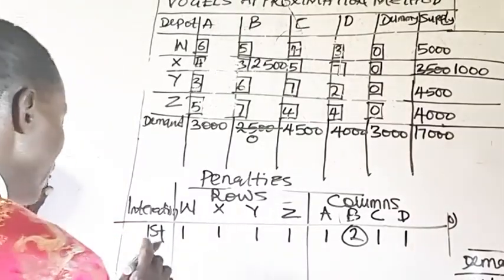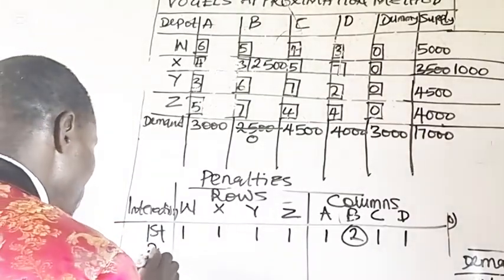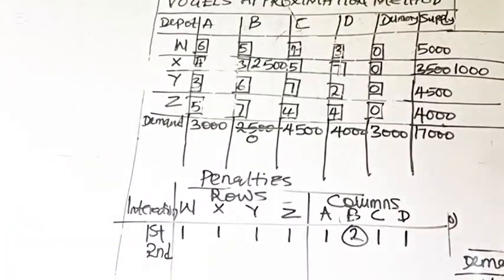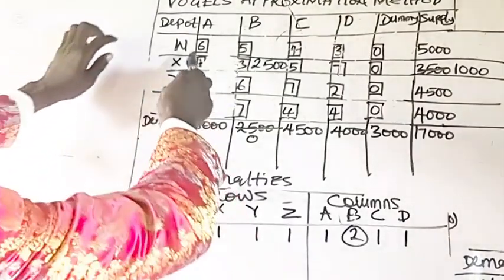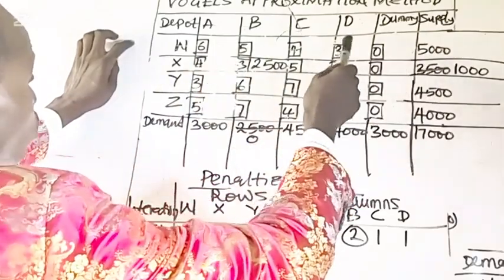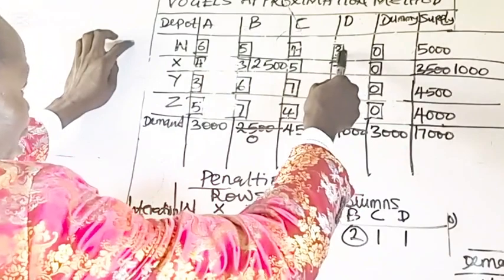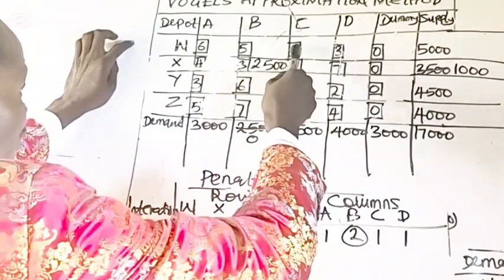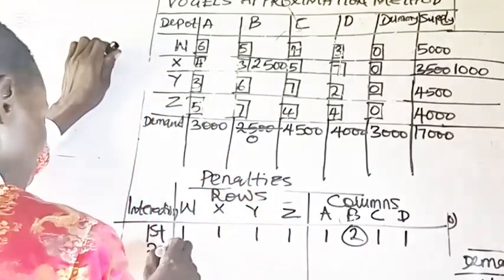Then we have the second iteration. The first row is row W. We still have allocation there to make. The least cost in that row is 3. The next least cost is 4. 4 minus 3, that is 1.